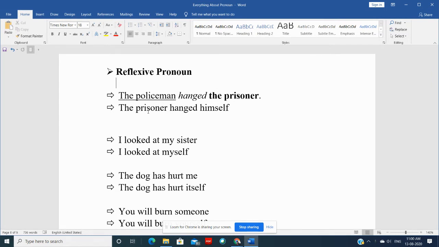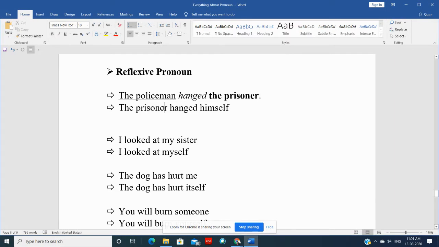In this session, we are going to discuss reflexive pronoun. So let's start. Look at these sentences. The policeman hanged the prisoner. Here, the policeman is the doer of an action, so the policeman is the subject. And the prisoner is the receiver of an action, so the prisoner is the object. In this sentence, the doer of an action and the receiver of an action are different.